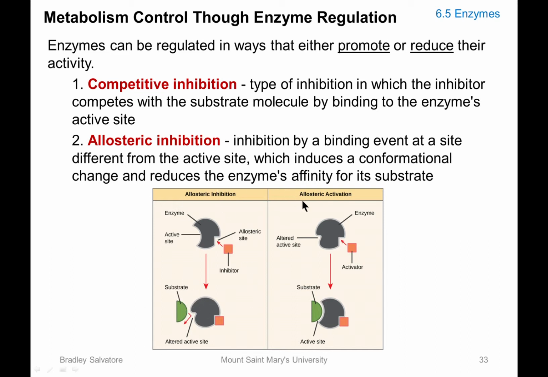You can also have allosteric activation as well, whereas you have an activator bind to an allosteric site. So that's a site that is not the active site. That will cause the enzyme to change its conformation, and that will allow it to bind to the active site again. So again, it's not only inhibition. This regulation can be either inhibition, or it can be activation as well.